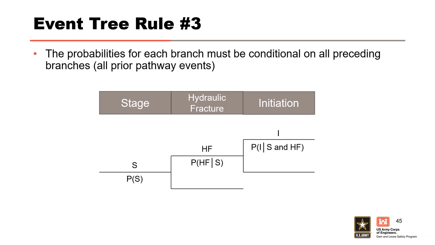Event tree rule number three. The probabilities for each branch must be conditional on all preceding branches. In this example, we start with the probability of reaching a given stage, then the probability of hydraulic fracture given the stage, followed by the probability of initiation given the stage and that hydraulic fracture has occurred. So the branch probabilities are evaluated conditional on all preceding branches being true. This is a very important rule to follow, else the total probability for a given event tree pathway will be underestimated.